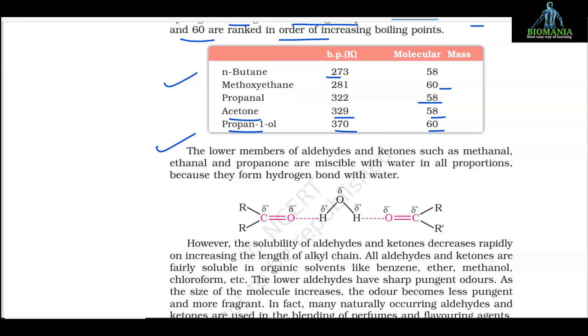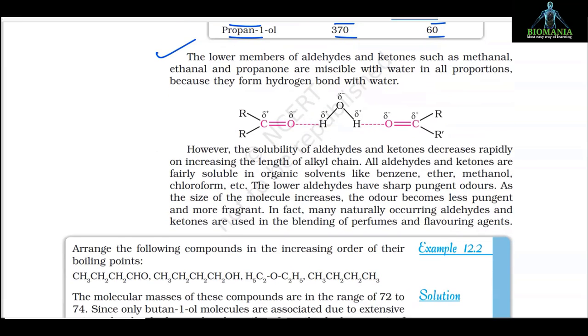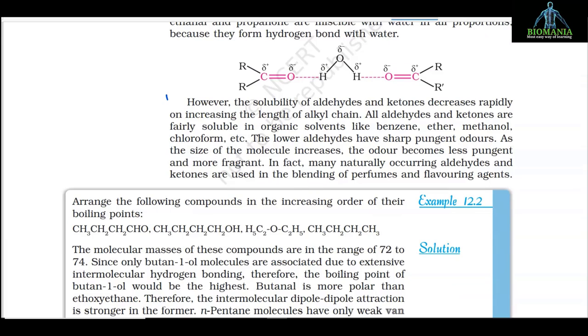The lower members of aldehydes and ketones such as methanal, ethanal and propanone are miscible with water in all proportions because they form hydrogen bonds with water. However, the solubility of aldehydes and ketones decreases rapidly on increasing the length of the alkyl chain. All aldehydes and ketones are fairly soluble in organic solvents like benzene, ether, methanol, chloroform, etc.